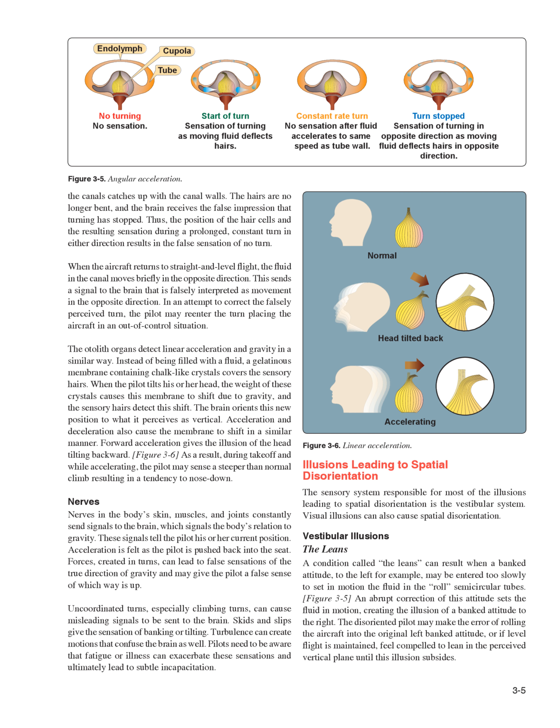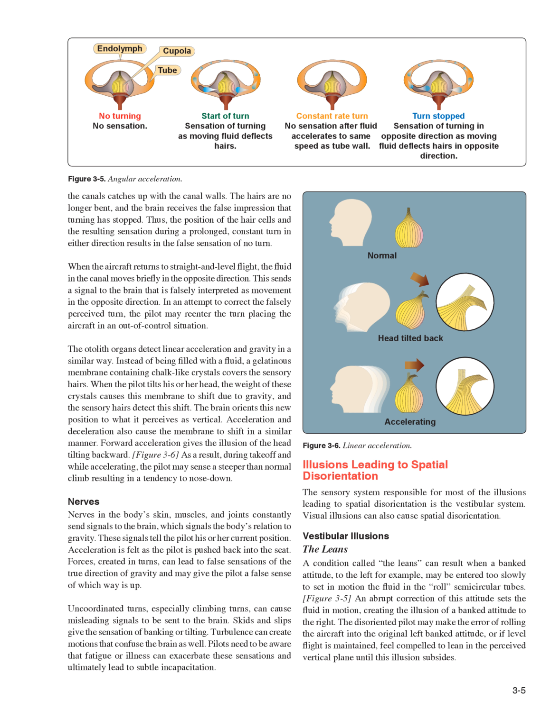Acceleration is felt as the pilot is pushed back into the seat. Forces created in turns can lead to false sensations of the true direction of gravity and may give the pilot a false sense of which way is up. Uncoordinated turns, especially climbing turns, can cause misleading signals to be sent to the brain.